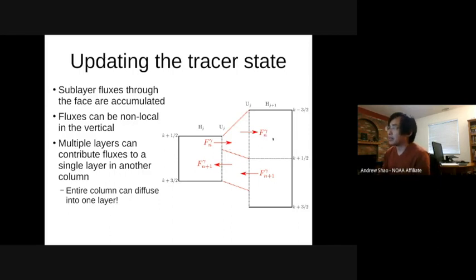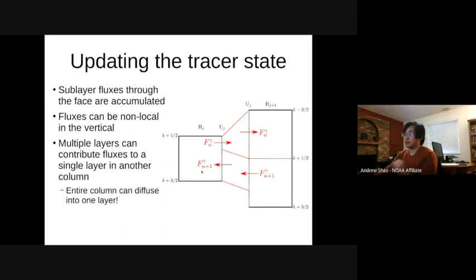However, on the right-hand side, the top cell will actually increase in tracer because it's getting a net flux of tracer in due to neutral diffusion, and the bottom cell will actually decrease in tracer value because it's having tracer flux out of it. So this is a really important thing to take away too, that these fluxes can be non-local in the vertical.